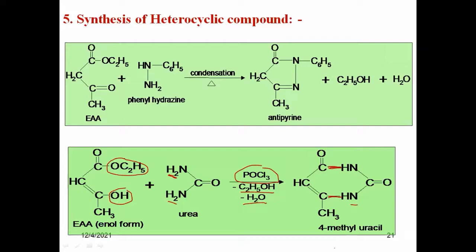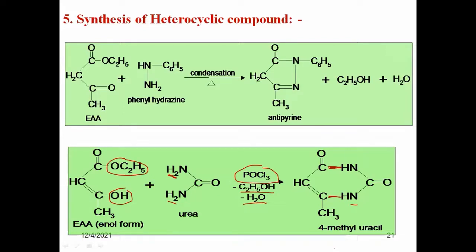Name of the compound is 4-methyl uracil. It is 4-methyl uracil, and that compound is also used in the treatment of urinary diseases. Urinary diseases च्या ट्रीटमेंट मध्ये या कंपाऊंडचा उपयोग केला जातो. This is the 4-methyl uracil. Okay, thus ethyl acetoacetate on reaction with phenylhydrazine gives antipyrine, while that compound on reaction with urea again undergoes condensation and we get 4-methyl uracil. In both cases we are getting a heterocyclic compound.